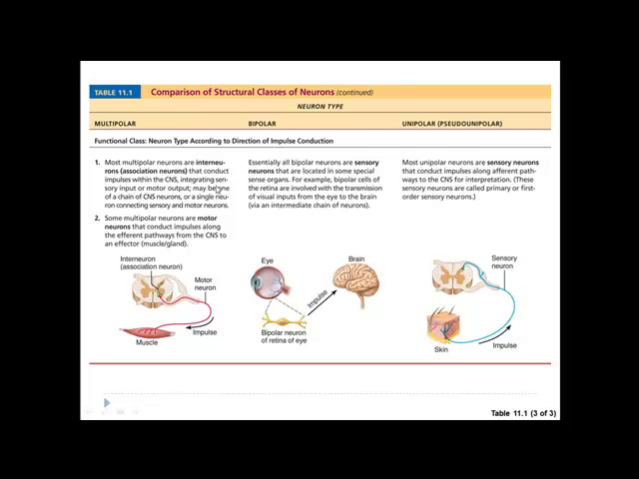Okay, so multipolar neurons. These guys are usually going to be our interneurons. A good example of these would be like a nerve going to a muscle fiber. These are long nerves. Bipolar neurons, and a good example of these would be your special senses. So, for example, vision is going to be using bipolar neurons. And then unipolar neurons, these guys are going to be first order sensory neurons.